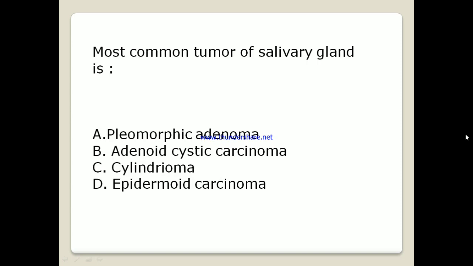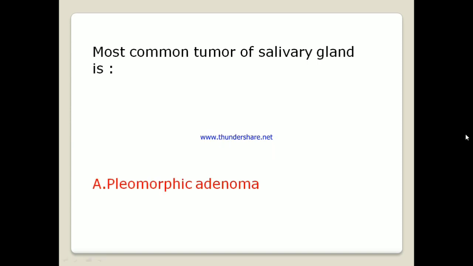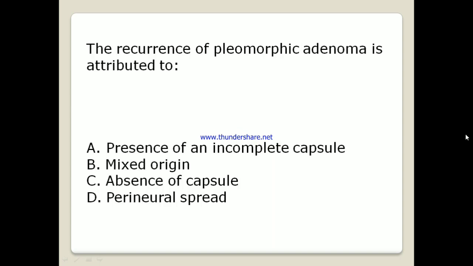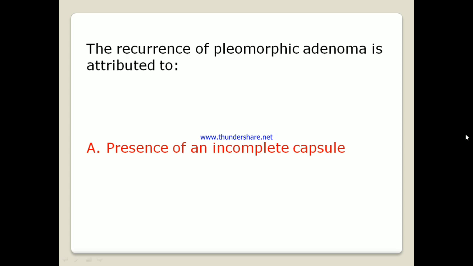Most common tumor of salivary gland is: A. pleomorphic adenoma, B. adenoid cystic carcinoma, C. cylindroma, D. epidermoid carcinoma. Most common tumor of salivary gland is pleomorphic adenoma. The recurrence of pleomorphic adenoma is attributed to: A. presence of an incomplete capsule, B. mixed origin, C. absence of capsule, D. perineural spread. The recurrence of pleomorphic adenoma is attributed to presence of an incomplete capsule.